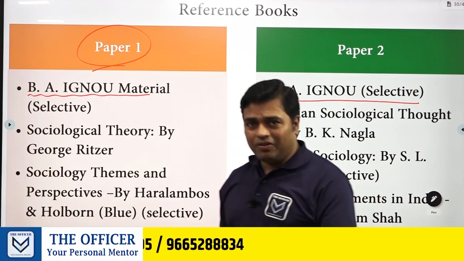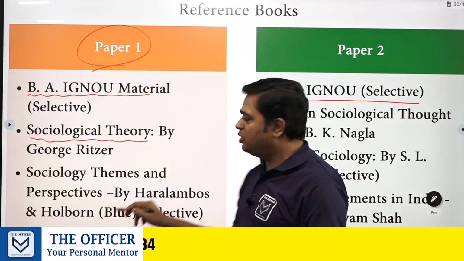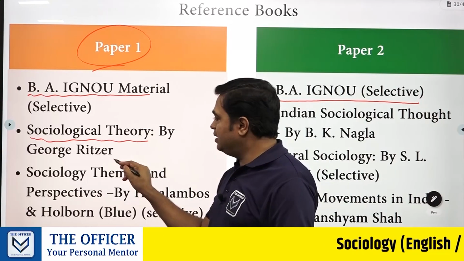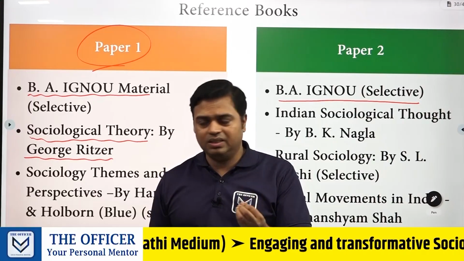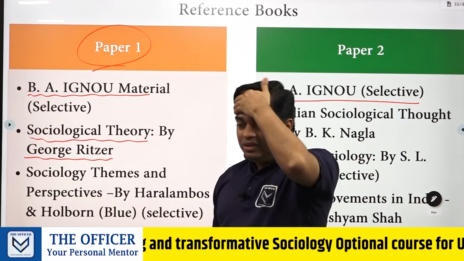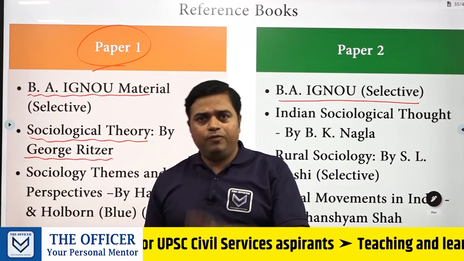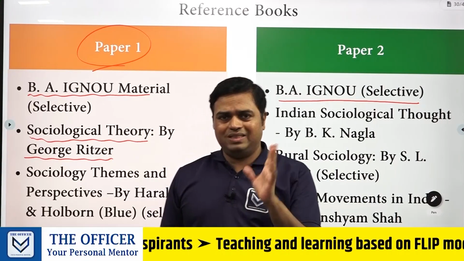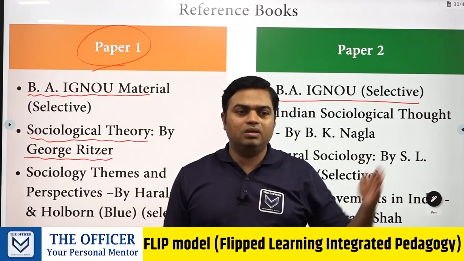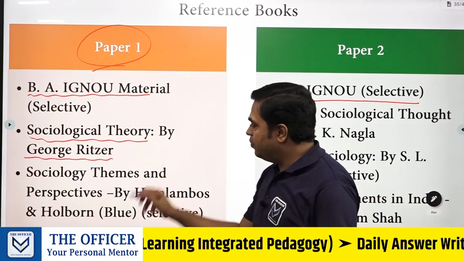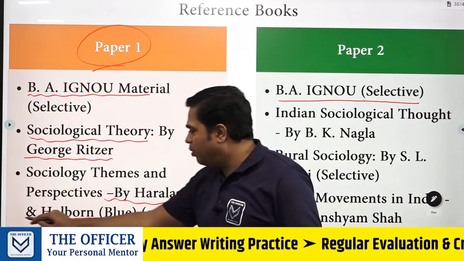Second, what about the reference books? Then, for the paper first, Sociological Theory by George Ritzer. This is a book very useful for the thinkers and theories. Just as I told you, if you cover this topic, which has only 10% weightage in the syllabus, it will give you an advantage in the examination. And there is another book by Haralambos and Holborn.